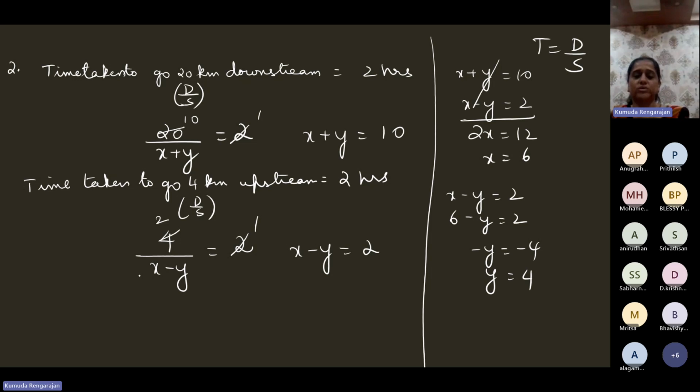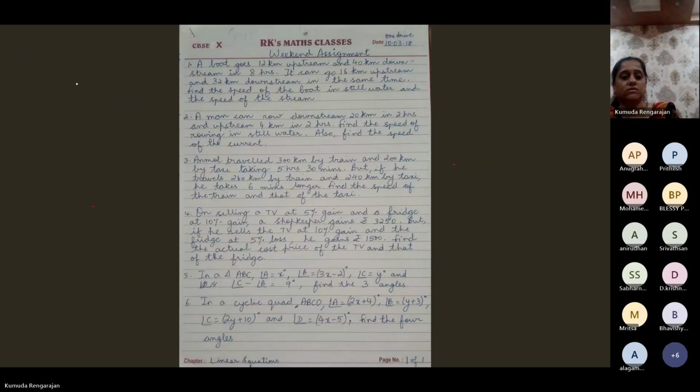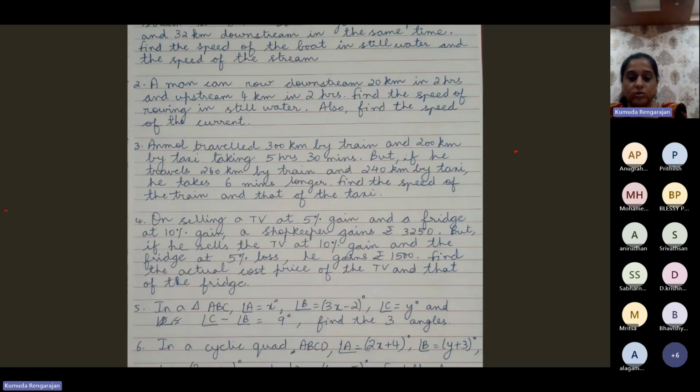So similarly, the next one, solve. I told you, leave the answer as a statement. Speed of boat 6 kilometers per hour, water 4 kilometers per hour. Work the sixth one, all of you. Do the sixth one and let me know the answer.